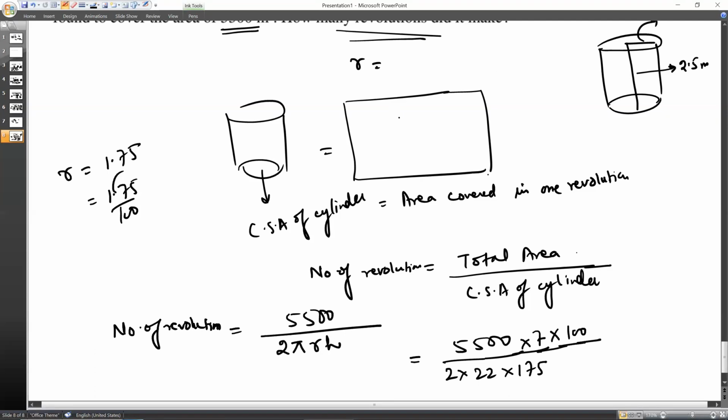Next is the height h. The height is 2.5 meter. Again, we can write 2.5 as 5 by 2. So the height is 5 by 2, and we write 5 in the numerator and 2 in the denominator.